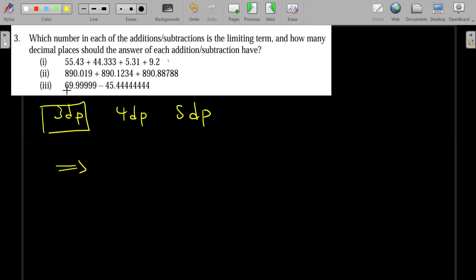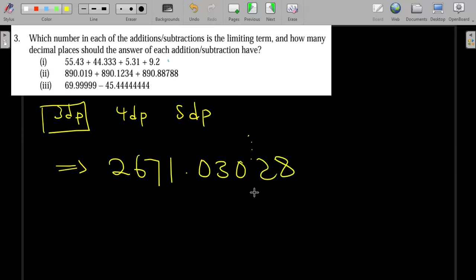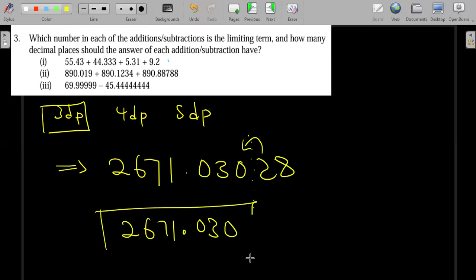Okay, so when I add all these numbers here on number 2, my calculator is showing me 2671.03028. So this is the number that I get. So I have to round off this number to what? To 3 decimal places. So I'm going to round it off from here. We see that 2 is less than 5, so I'm not going to add anything there. So our final answer will be 2671.030.